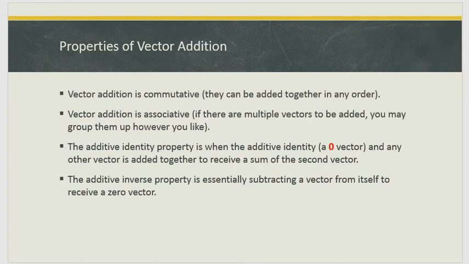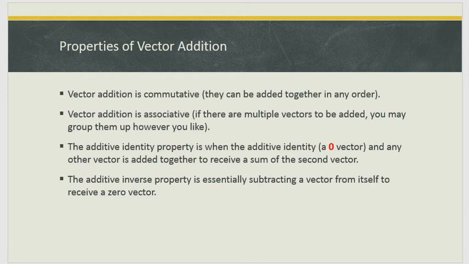So here's some properties of vector addition. It includes it being commutative. I always say commutative, but it's commutative. Anyway, that just means they can be added together in any order. Vector addition is associative, which means if you have a bunch of vectors to add, you can put your parentheses and group them up however you want to, and they still have the same sum.